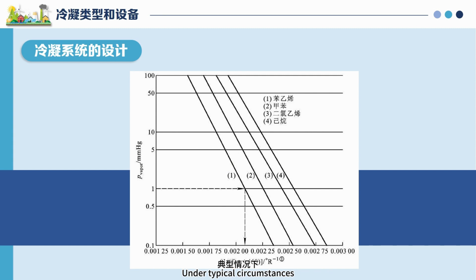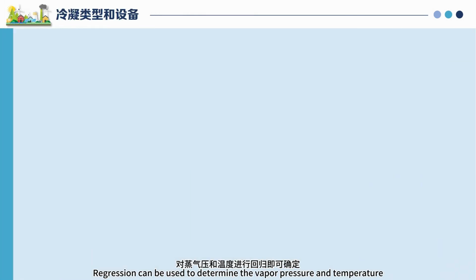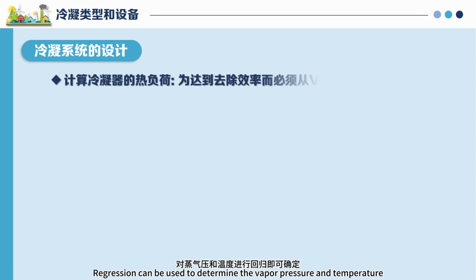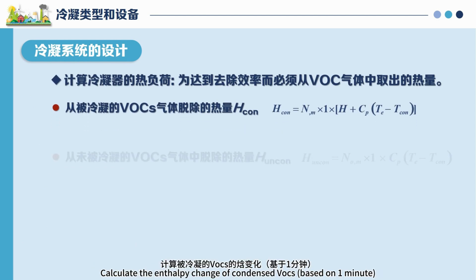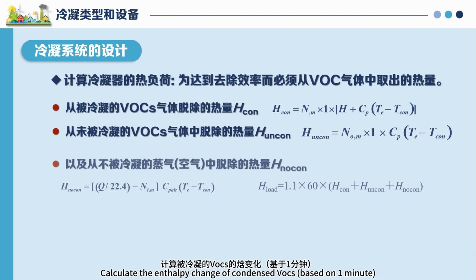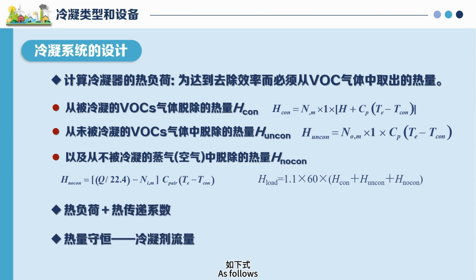Under typical circumstances, the evaporation heat varies with temperature. Using the vapor pressure data shown in the Cox chart, temperature data regression can be used to determine the relationship between vapor pressure and temperature. Calculate the enthalpy change of condensed VOX based on 1 minute, as follows.